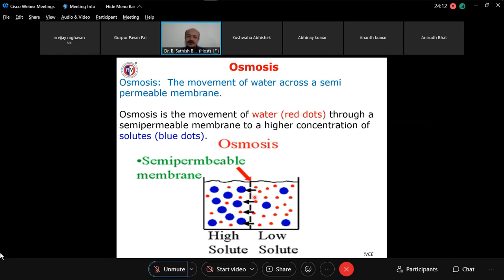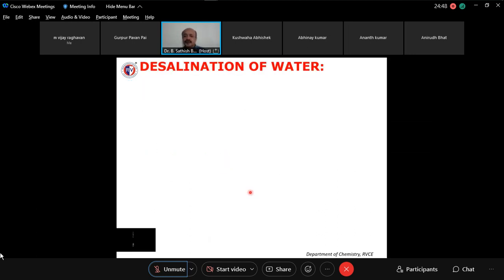This process is called osmosis, and during osmosis, some pressure is exerted on the semi-permeable membrane. If you apply pressure on this side, how much pressure do you have to apply? It should be more than the osmotic pressure. If you apply that, what happens? The water molecules start moving in the opposite direction, that is, the reverse direction, against the natural osmosis process. This technique is used in our water purification.